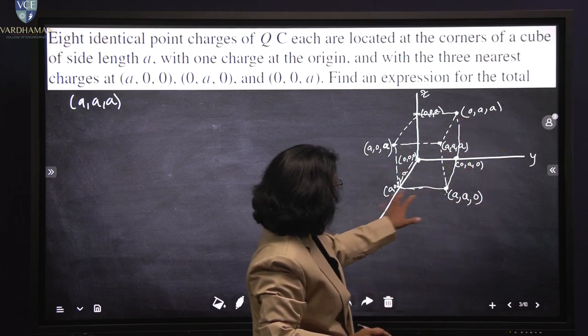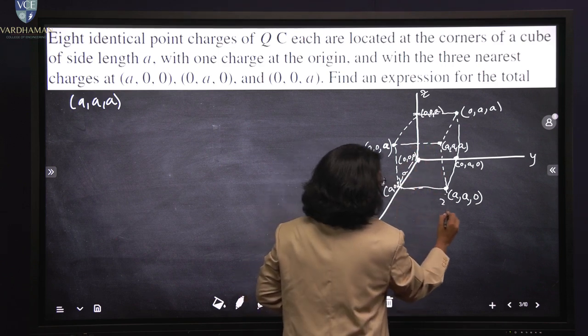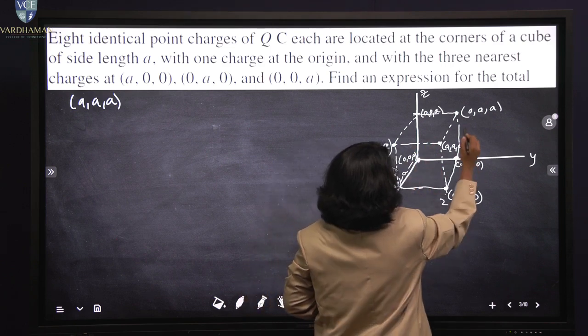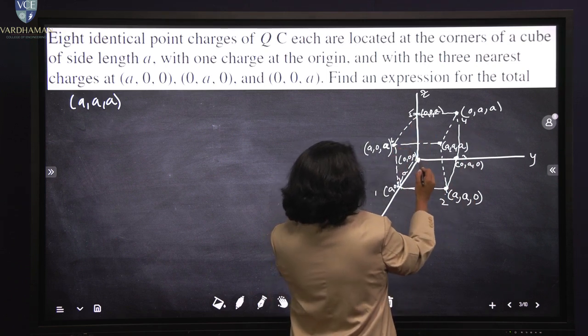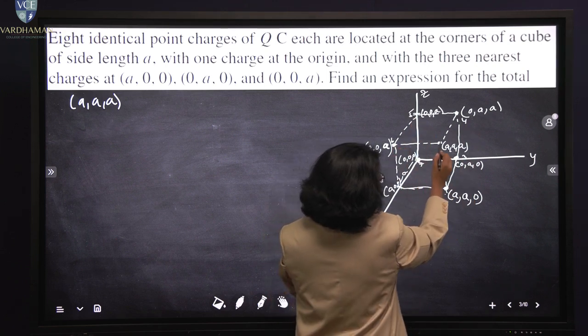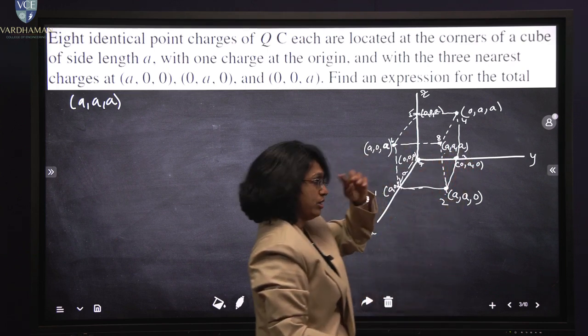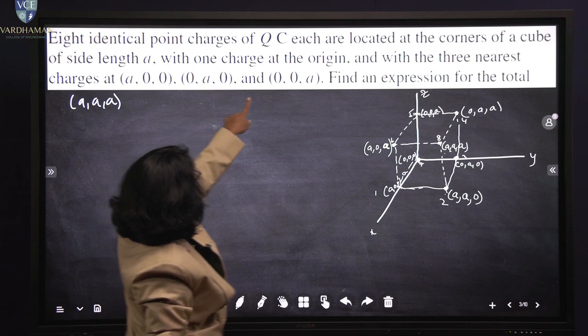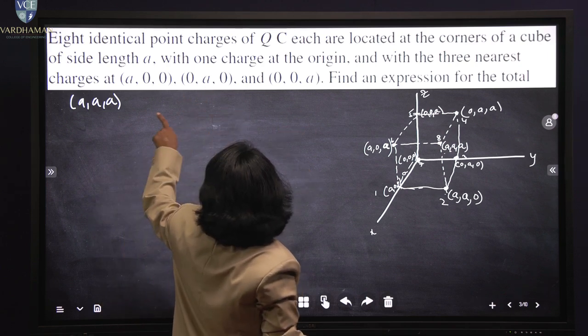Now I have written all the 8 corners of the cube. This is the first corner, second corner, third corner, fourth corner, fifth corner, sixth corner, origin being the 7th corner, and this corner a comma a comma a is the 8th corner. So my point of interest is one of the corners of the cube. What is the point of interest?